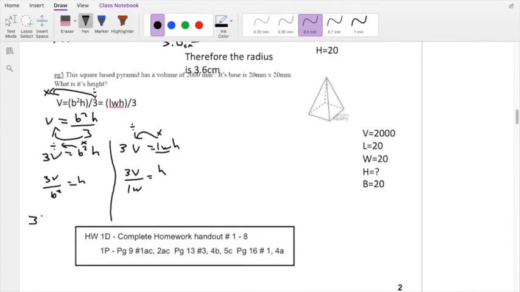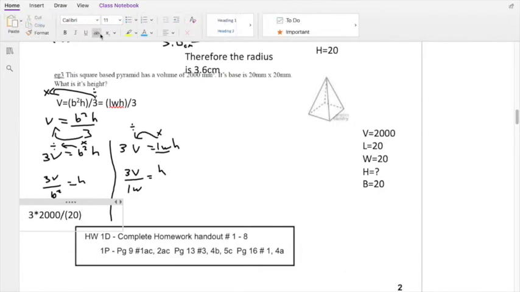Then my math is going to look pretty much the same. So this would be 3 times, let's rewind here because you guys are going to get super messy writing. So 3 times 2,000, divided by, I'm going to put a bracket around, 20 squared. Equals. I wonder if I'll do the math for him. Nope, of course not. But that equals h.